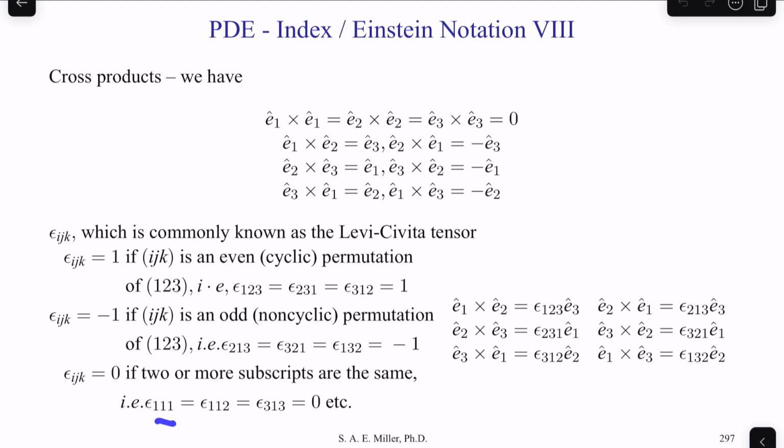If we have any repeated indices, it'll always be 0. For example, if we have 1, 1, 2, or 1, 1, 3, etc., there's no cyclic or anticyclic nature. The permutation tensor, or the Levi-Civita tensor, is 0.